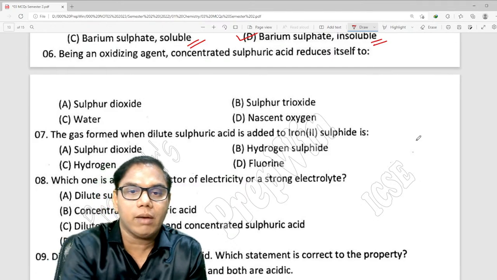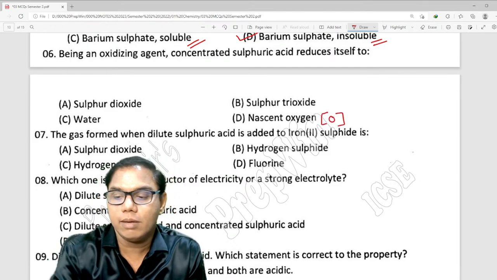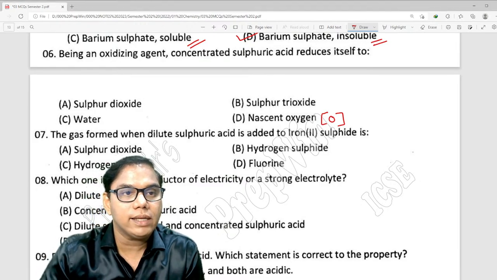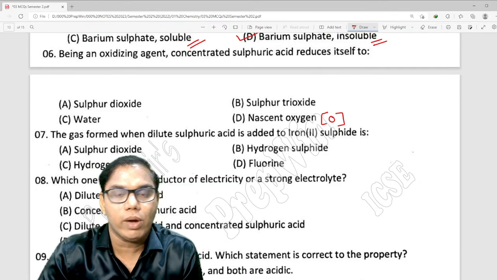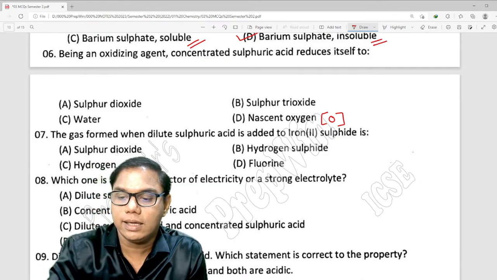We have spoken about nascent oxygen. It is highly unstable, written inside the box. Right. So what is the correct answer for question number 6?